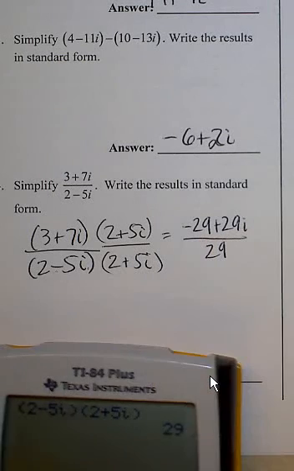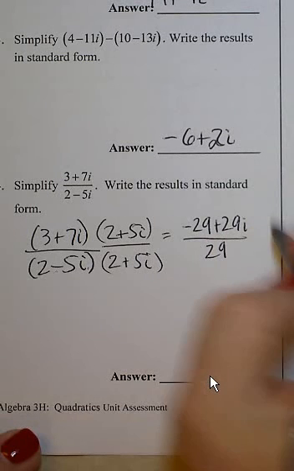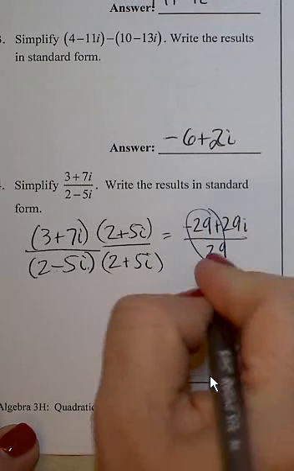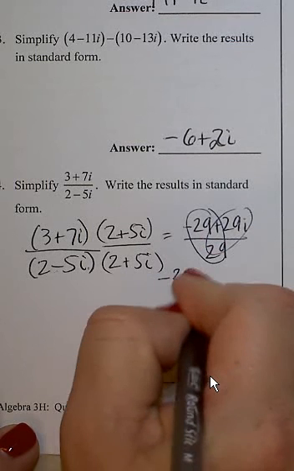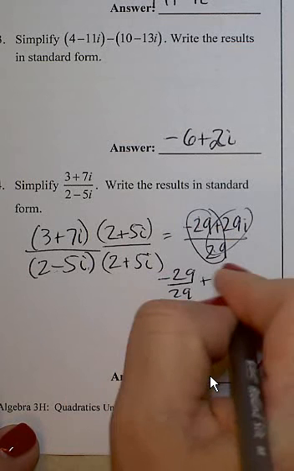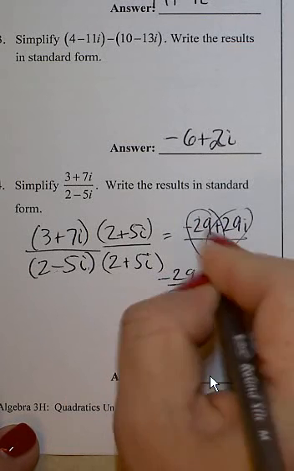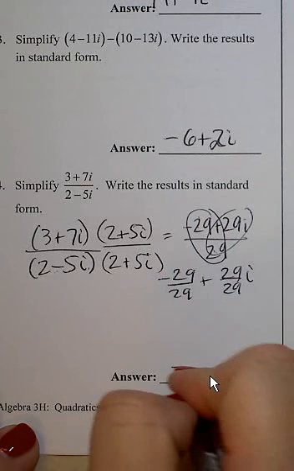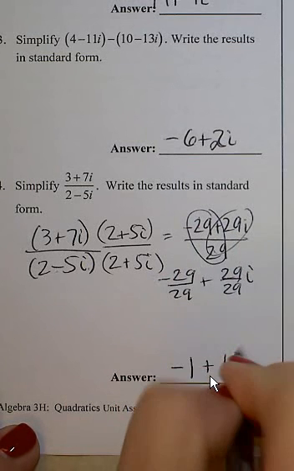Okay, so we want to write this in standard form. So we can see this is going to reduce. 29 has to be shared with both portions. So I share it with the numerator in the top section, and I share it with the numerator in the top section on the right. This divides to give you a negative 1, and divides to give you a positive 1.